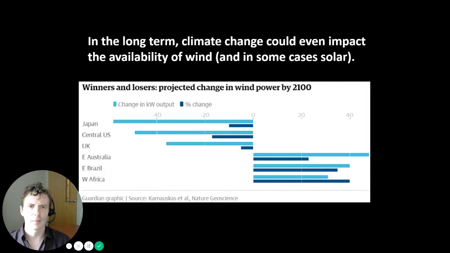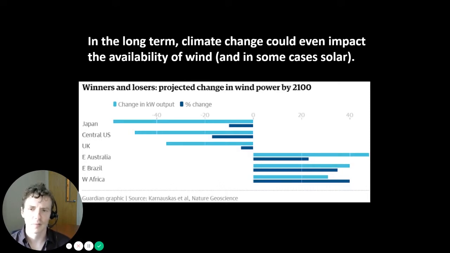We can also think out ahead many years into the future and wonder how climate change, right? The problem that we are trying to address using variable renewable energy may itself impact resource availability in terms of wind and solar. And so what this shows are projected long-term changes in wind power due to changes in wind speeds by the year 2100. And so the light blue represent changes in actual kilowatt hour outputs, and the dark blue represent percentage changes.